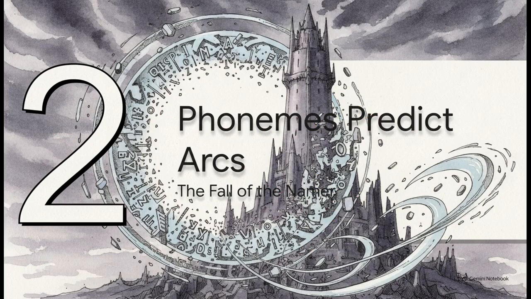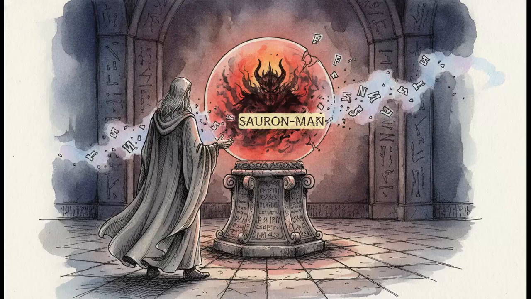Moving to our next section: phonemes predict character arcs. The fall of the namer. Let's look at our first major case study. Remember that configuration history concept we just talked about? Well, phonetically, Saruman arrives in the text as a Sauron man, way before he actually falls. His name has completed its destiny before his character even has.